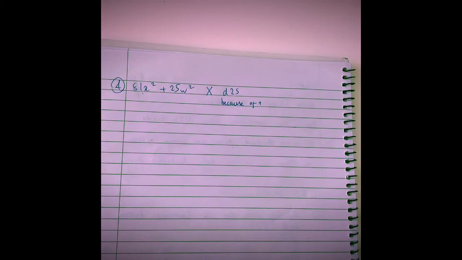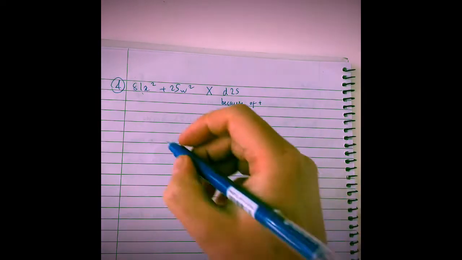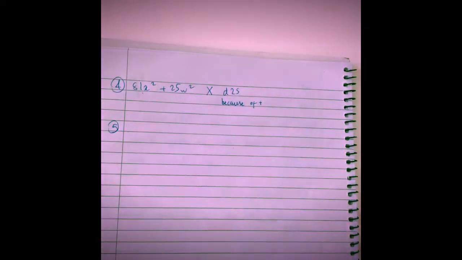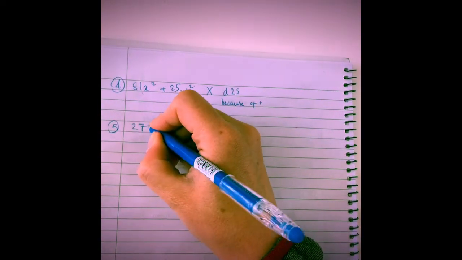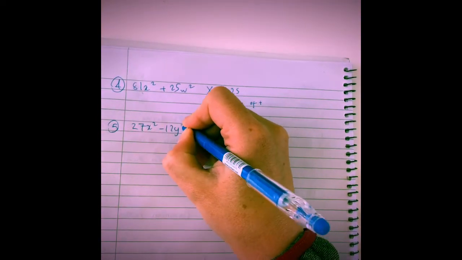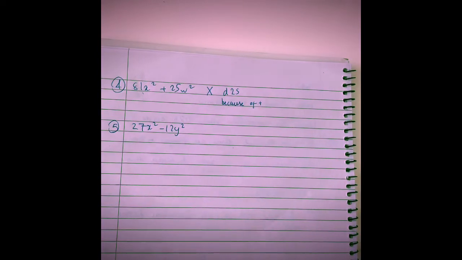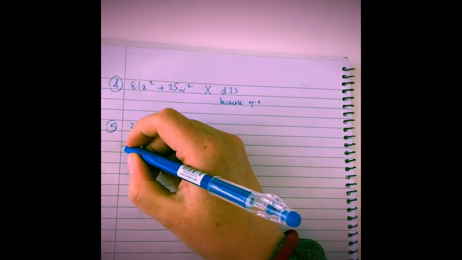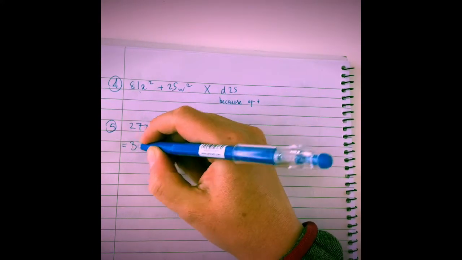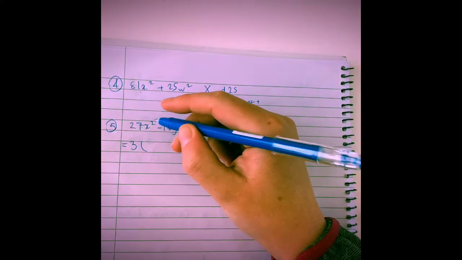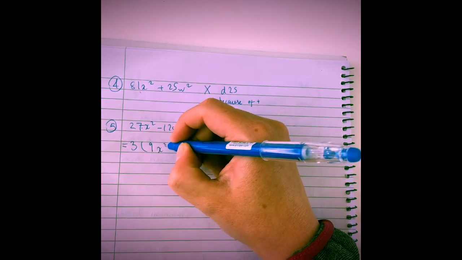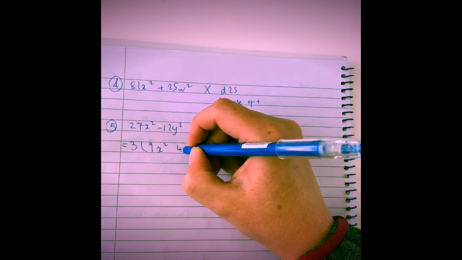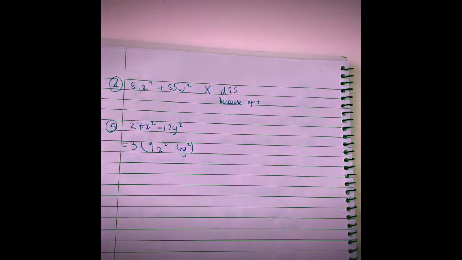The next example we're going to do is this one. It is 27x squared minus 12y squared. What we need to look for, first of all, is a common factor. In this case, there is a common factor, and that common factor is 3. So we're taking 3 out. What's going inside? 3 times what is 27? That's 9x squared. 3 times what is 12? 4y squared. And there's a minus. No matter what, that 3 is going to continue for the rest of the example.